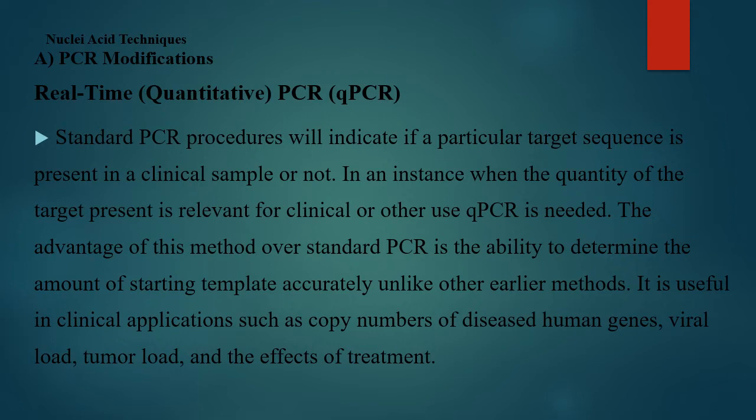Then we come to quantitative PCR, and like the name says, quantity. Standard PCR procedures will indicate if a particular target sequence is present in a clinical sample or not. In an instance when the quantity of the target present is relevant for clinical or other use, qPCR is needed. So if you need to know the quantity, then you need to do quantitative PCR, qPCR, or real time.